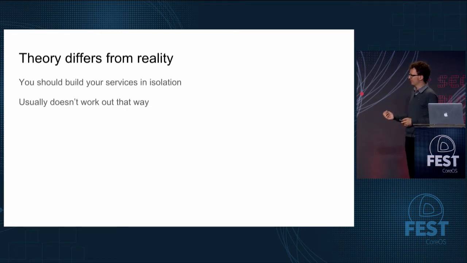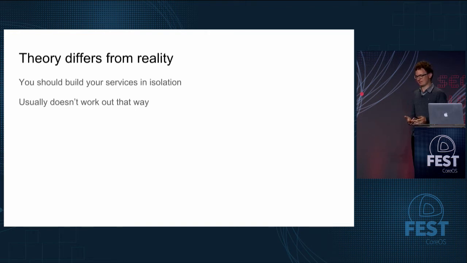And the reason why you have to do it is because theory, more often than not, and especially in software engineering, is different from reality. If you look at microservices theory, it states that you should build your services in isolation, ideally tiny ones, and you have to mock out your dependencies and do everything with unit tests and contracts. But it doesn't work out that way.